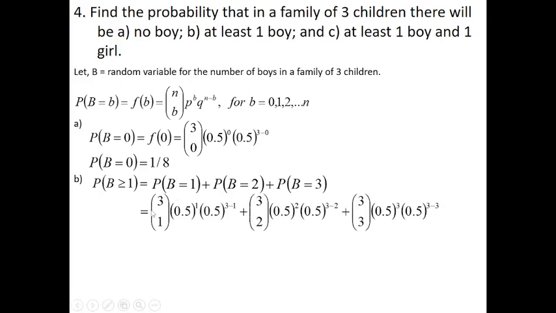So in this case, this is the combination of 3 taken 1 at a time, multiplied by 0.5 raised to the power of 1 times 0.5 to the power of 3 minus 1, plus the combination of 3 taken 2 at a time, multiplied by 0.5 squared times 0.5 to the power of 3 minus 2, plus the combination of 3 taken 3 at a time, multiplied by 0.5 cubed times 0.5 raised to 3 minus 3. In-apply lang natin yung formula. So we can proceed. So ang sagot ay 7/8.